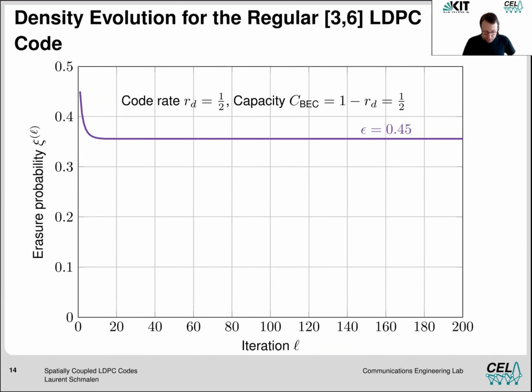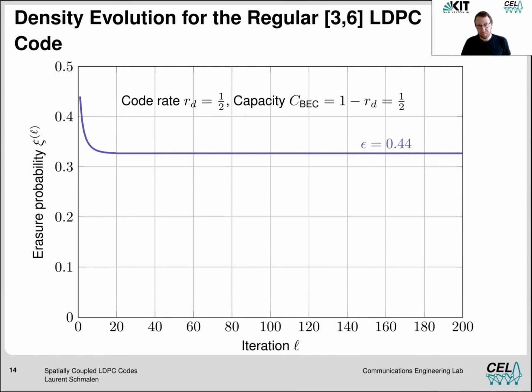Here we have a code that's called the 3.6 LDPC code. So dv equals 3, dc equals 6. And we look at this erasure probability as a function of the iterations. And we do this for different values of epsilon. For epsilon equals 0.45, we see that we converge to a fixed point of roughly 0.35, so we cannot decode. So we have to decrease epsilon a little bit, allow fewer erasures.